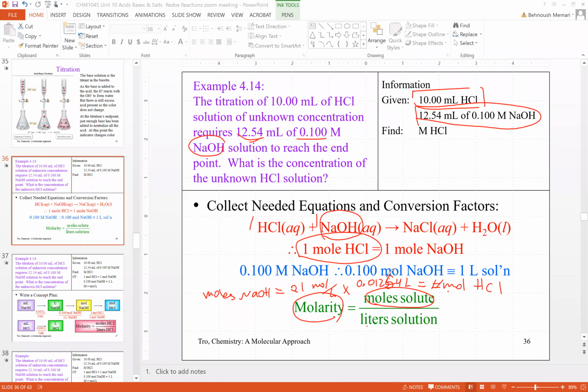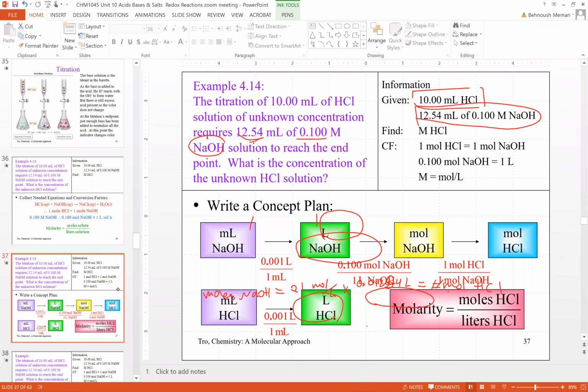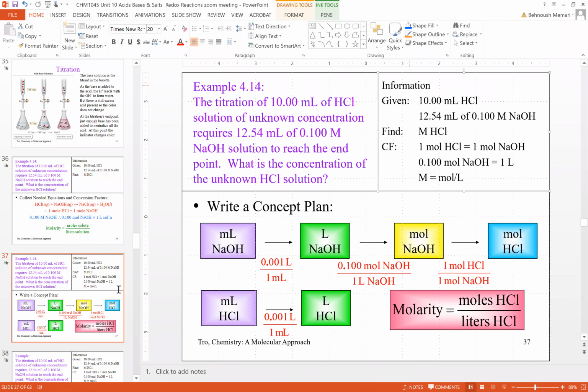First of all, identify what's given and what you're looking for. Second, make sure you have the balanced equation. When you have the balanced equation, you find the mole ratio and find the number of moles of the given. Then you find the number of moles of what you're looking for using the ratio from the balanced equation, which in this case was a 1-to-1 ratio.